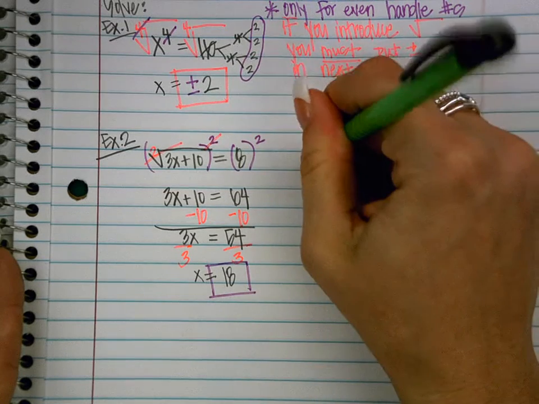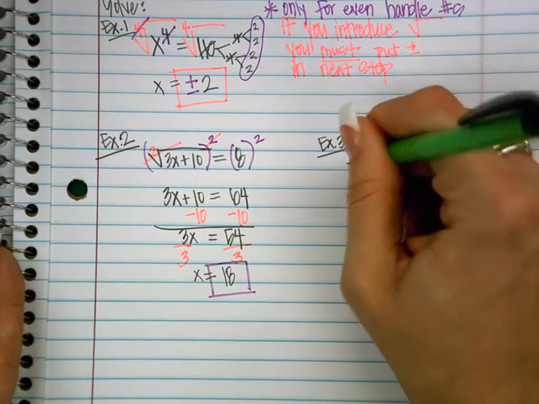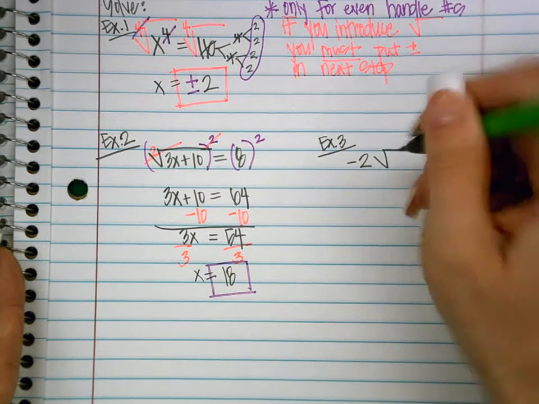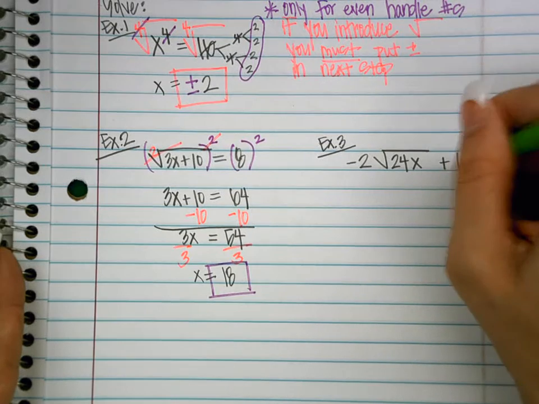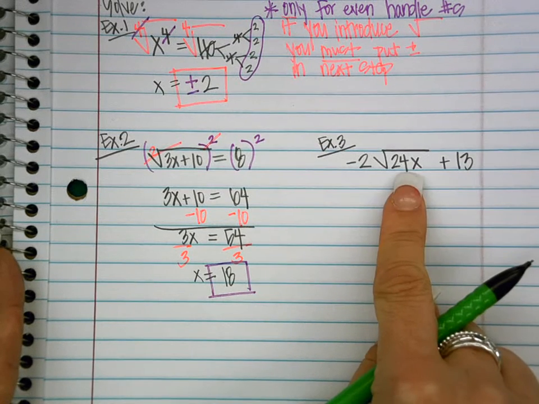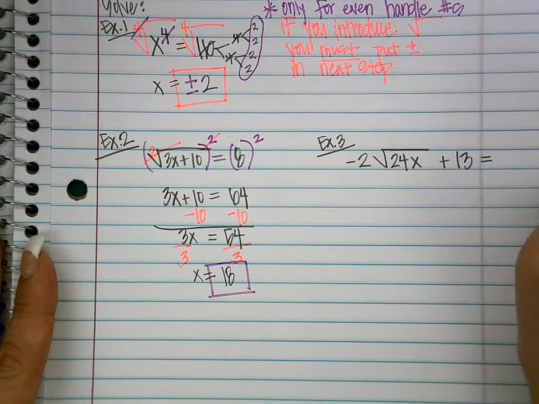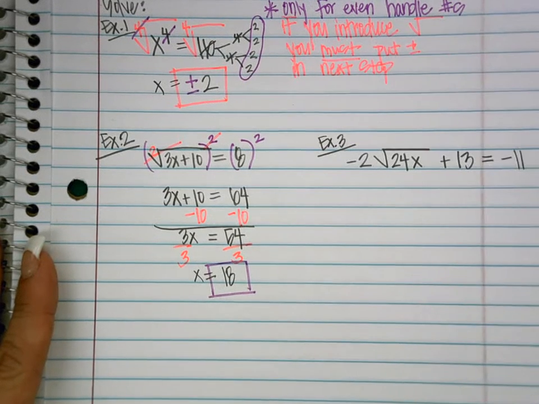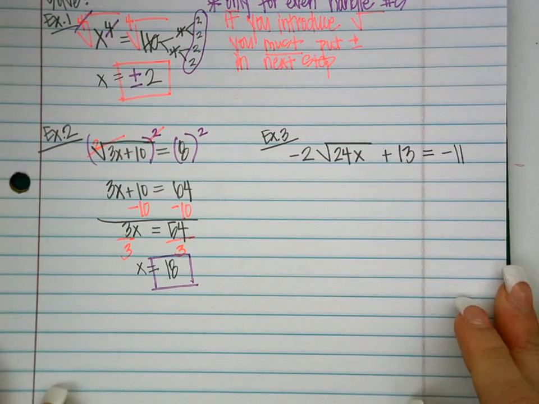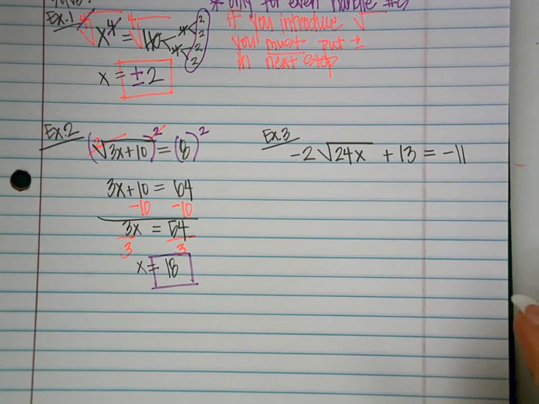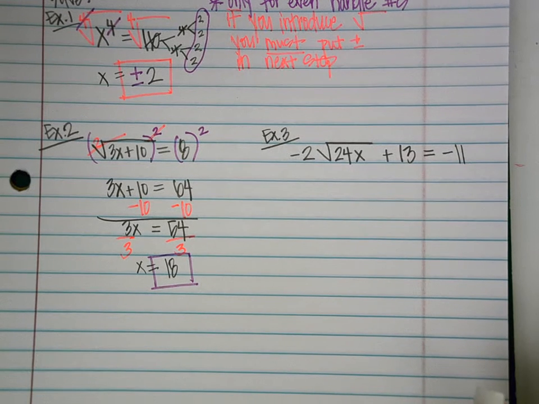Okay, let's try another one. Let's try number 3. If I give you the problem negative 2 root 24x plus 13, and that's separate, the root is only over the 24x, plus 13 equals negative 11. So negative 2 root 24x plus 13 equals negative 11.